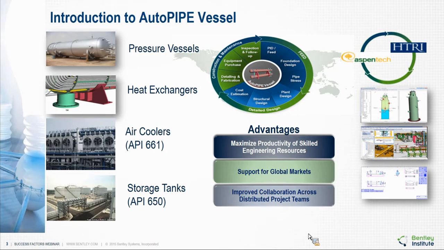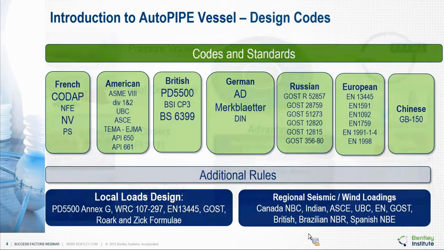There are many advantages of using AutoPIPE Vessel. It can maximize the productivity of scaled engineering resources. It can support global markets and can improve the collaboration across distributed project teams. There is an import feature in AutoPIPE Vessel with which you can import AspenTech and HDRI heat exchanger files. So if you have a process data sheet, you can import it into AutoPIPE Vessel via HDRI or AspenTech import for detailed mechanical design of heat exchangers.